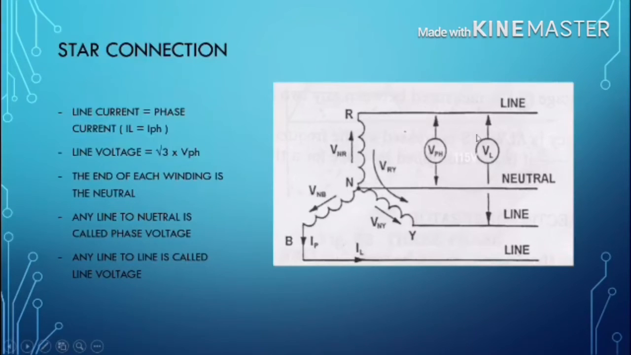This is the line. This is a neutral. This is a phase voltage. Here to here is the phase voltage. This line to this neutral is called phase voltage. Any line to line is called line voltage. This line to this line we can call it line voltage. This line to this line, line voltage.